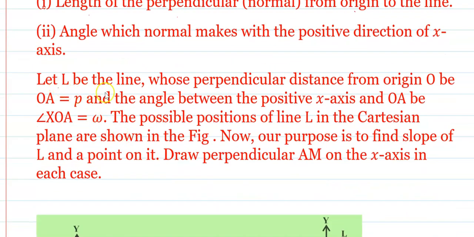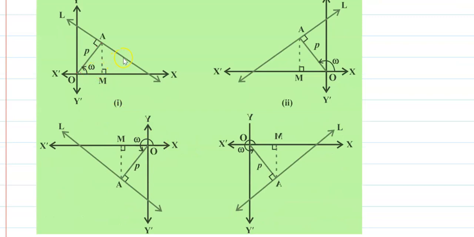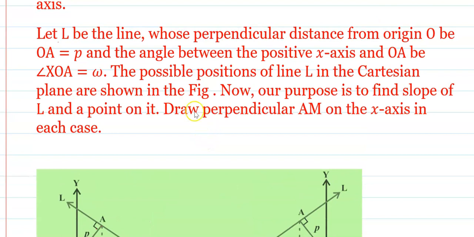Here, let L be the line whose perpendicular distance from the origin, OA, is equal to p, and the angle between the positive x-axis and OA is omega. The possible positions of the line L in the Cartesian plane are shown in the figure: the first, second, third, and fourth quadrants. Now our purpose is to find the slope of line L and a point on it so that we can find the equation of that line.